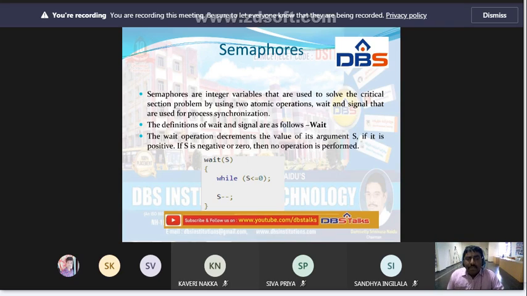If it is positive, only then we are going to decrease. While S is less than or equal to 0, we do not decrease. If the S value is negative or 0, then no operation is performed. This is one of the atomic operations we use in semaphores. Wait(S): while S is less than or equal to 0, do nothing, then decrement the S value. This is one operation.